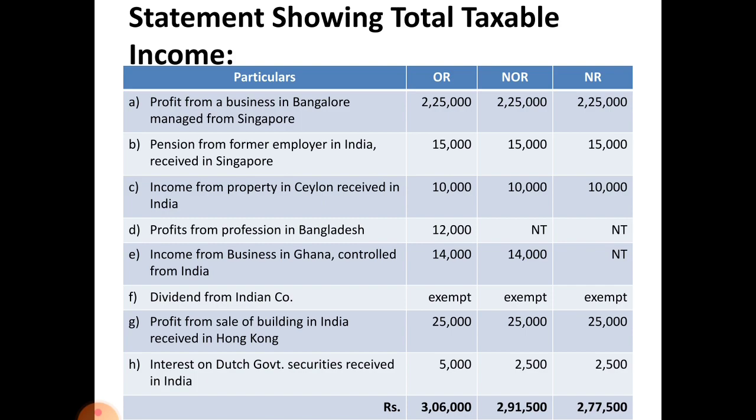Here, an ordinary resident must pay tax on the entire interest that they received, that is 5,000. But a not ordinarily resident and a non-resident have to pay tax only on the income which they received in India, that is half of the income, that is 2,500. Remember this point, don't make any mistake here. And the total taxable income of an ordinary resident is 3,60,000, not ordinarily resident 2,91,500, and non-resident 2,77,500.